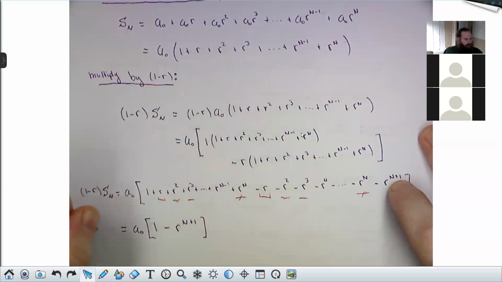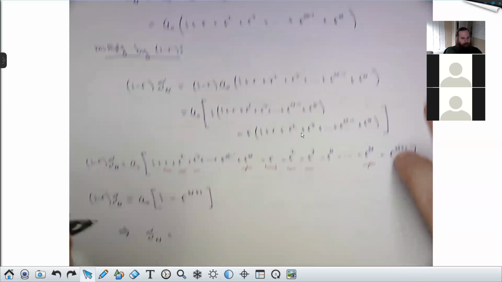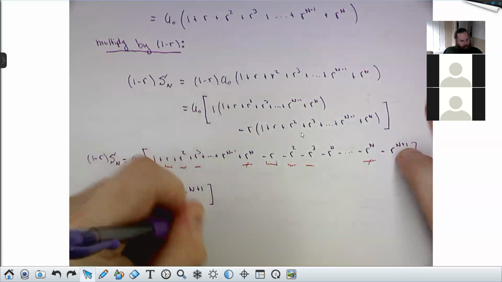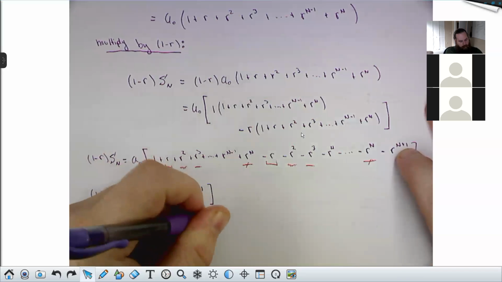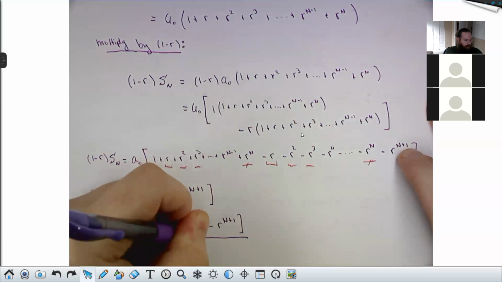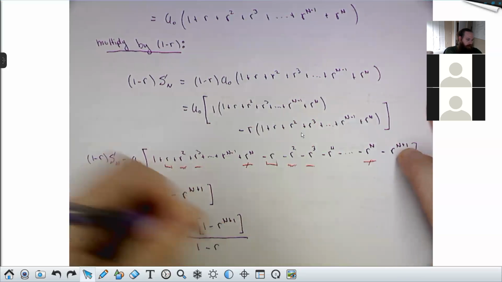So 1 minus R times Sn is equal to this, which means Sn, my nth partial sum, is A naught times 1 minus R to the n plus 1 divided by 1 minus R.